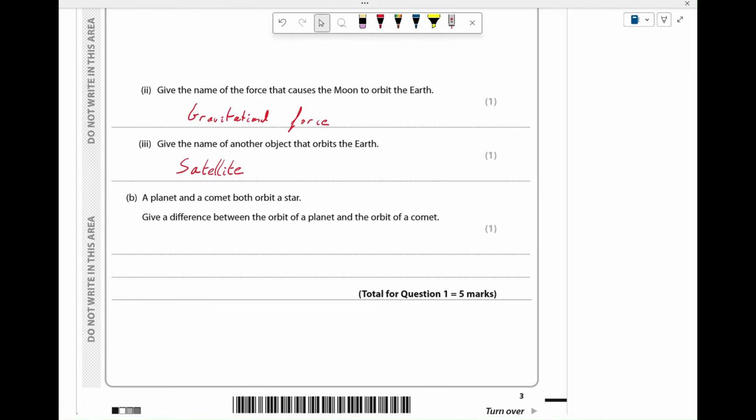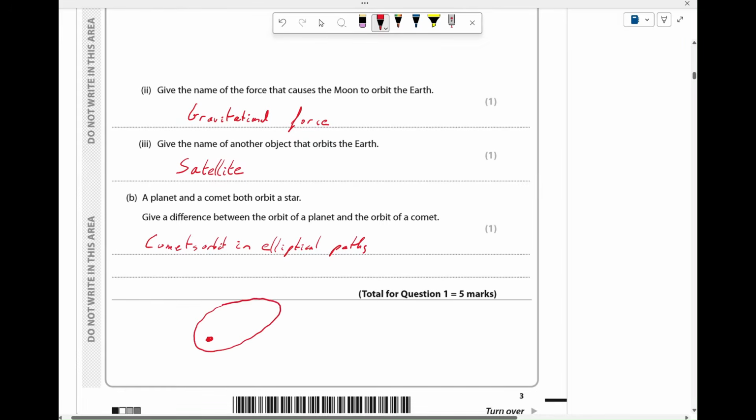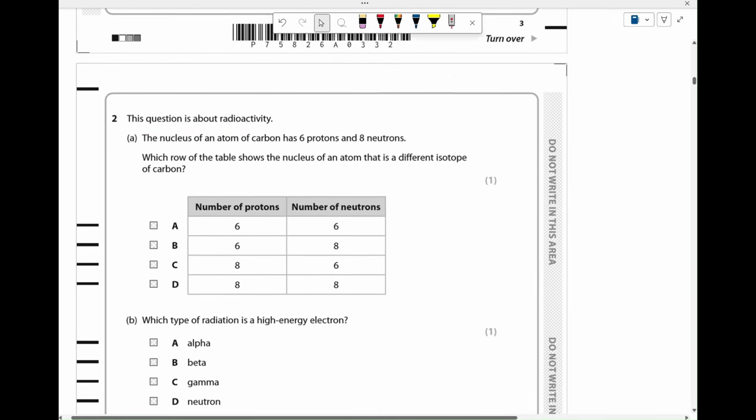Final question then, planets and a comet orbit a star. What's the difference between the orbit of a planet and a comet? They want us to write this: comets orbit in elliptical paths. They sometimes ask us to sketch this, don't they? If our star was like that, a comet would be an ellipse around it, something like that. Star, comet. Okay, 5 marks for that question.